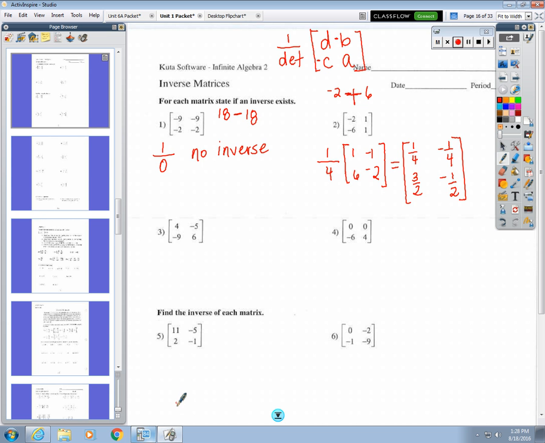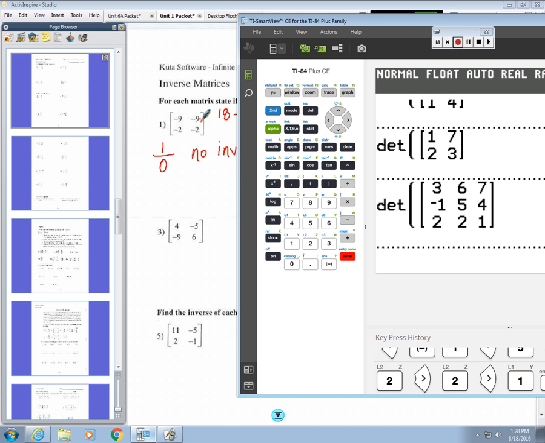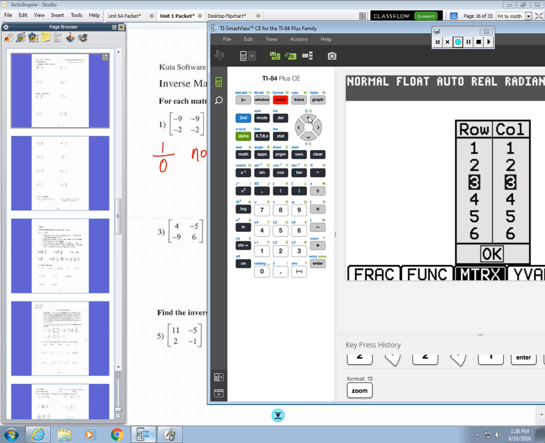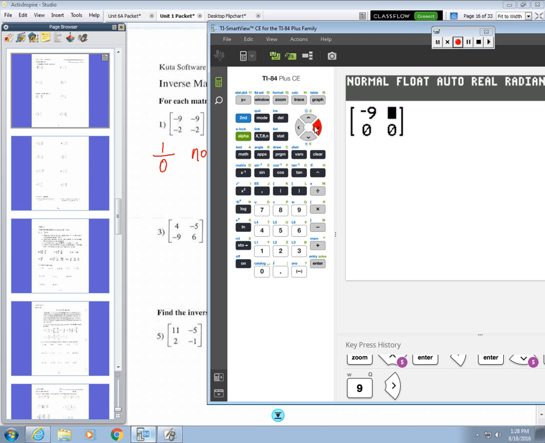Now let me show you on the calculator how to do this. Okay, the first thing you'll do is type in the original matrix. So that's a 2 by 2. So I'm going to do alpha, zoom, set it up for a 2 by 2. And then the elements are -9, -9, -2, and -2.